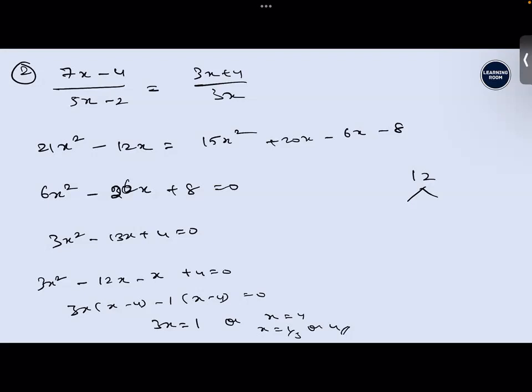In practice quadratic equations. Yeah, yeah. You completed coding. Don't wait for.